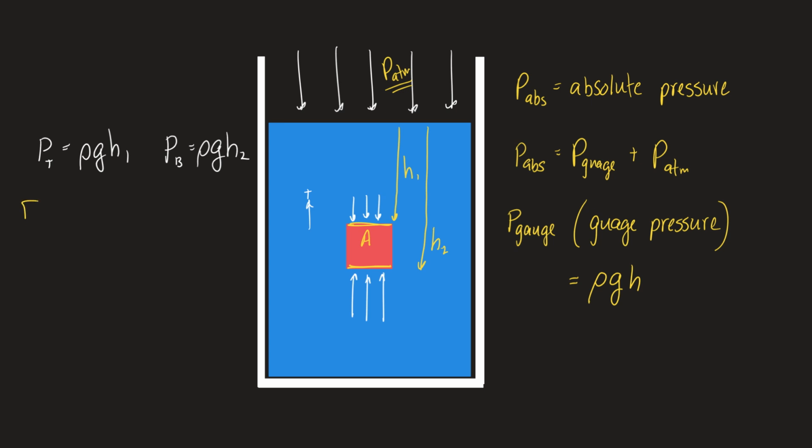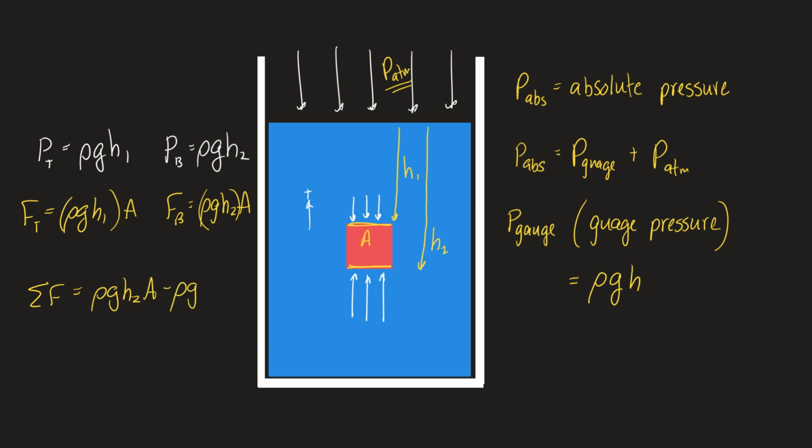So the force on the top will be the pressure on the top times the area, right? Because pressure is force divided by area. So pressure on the top times the area. And the force on the bottom is going to be the same. It's going to be the pressure on the bottom times the area. Are we all good? That suggests that the net force from the fluid will be rho g h2 A minus rho g h1 A.